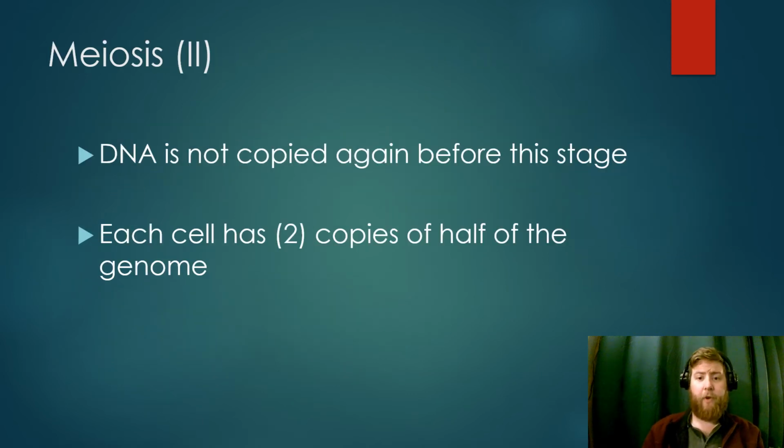All right, meiosis 2. We don't copy the DNA before this stage. The cell doesn't go out of the process. It starts this immediately after cytokinesis 1. But it's important to note that right now, each cell has 2 copies of half of the genome.